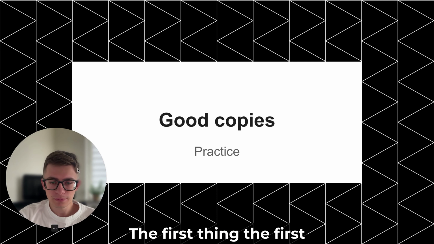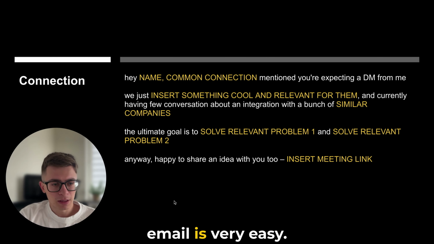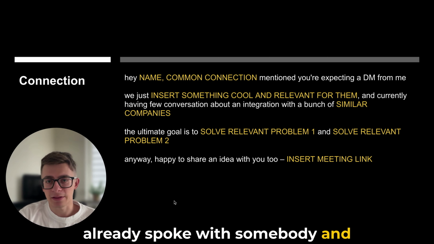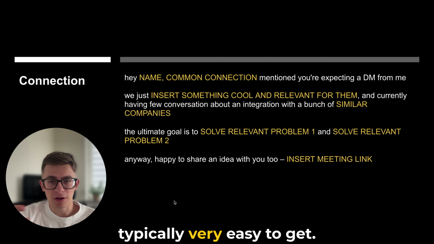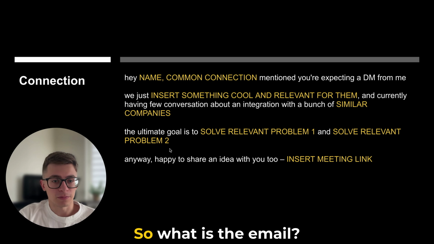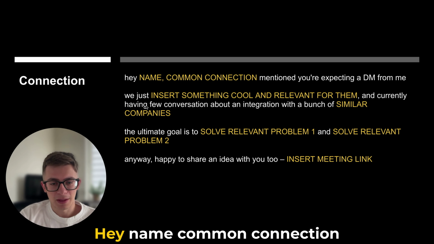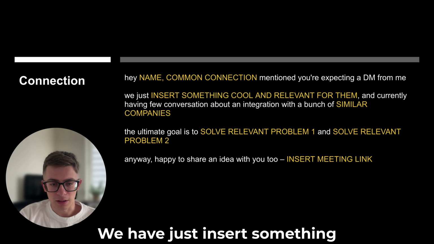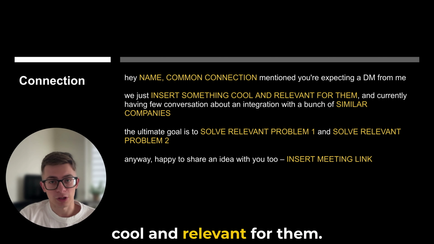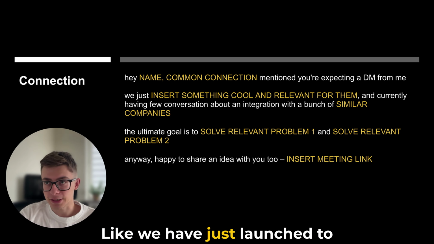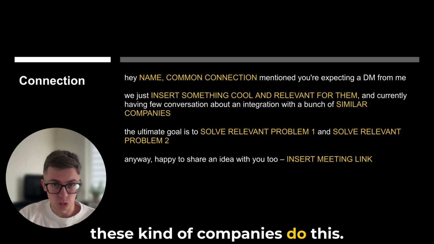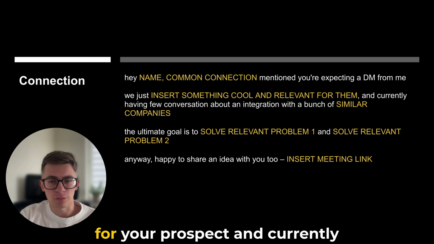So let's go. The first email is a very easy email. It's a connection email. If you already spoke with somebody and you get an introduction, this is typically very easy to get. So what is the email? Hey, name, common connection, somebody like John, mentioned you are expecting a DM from me. We have just, insert something cool and relevant for them, like we have just launched this and this, or like we help these kind of companies do this, something that would be relevant for your prospect.